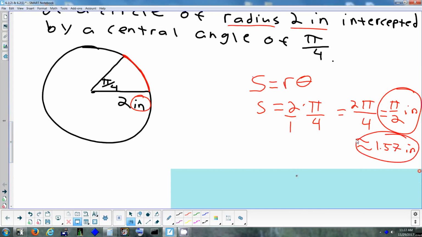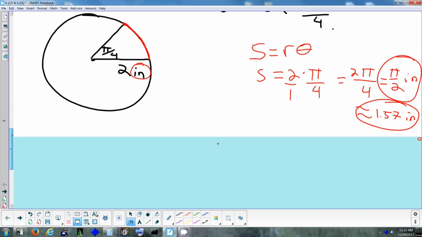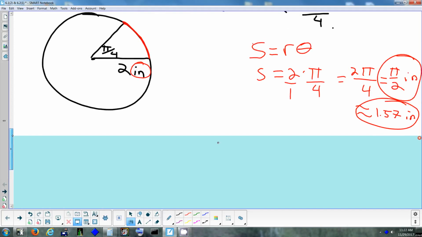So in that formula, S is a length, so it should always have inches, feet, or centimeters. R is also a length. Theta is an angle. Any questions on that?